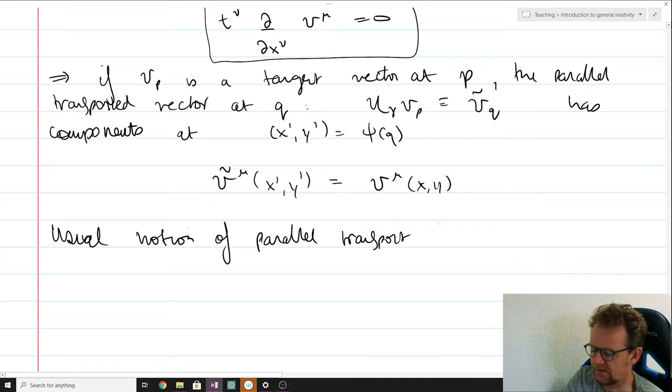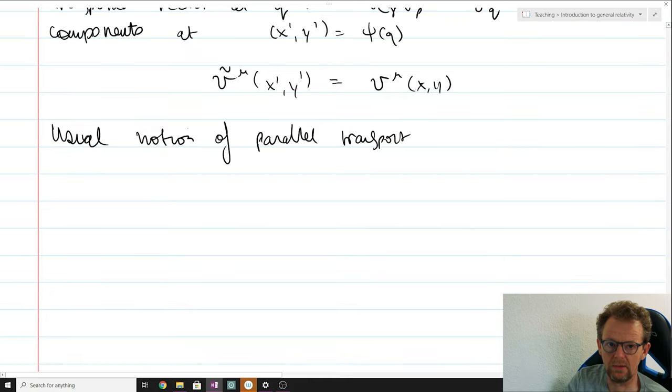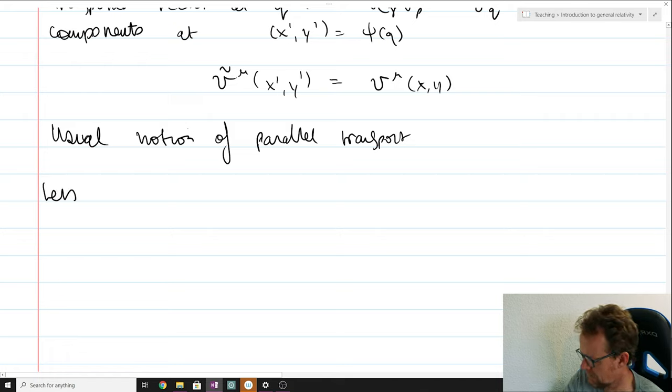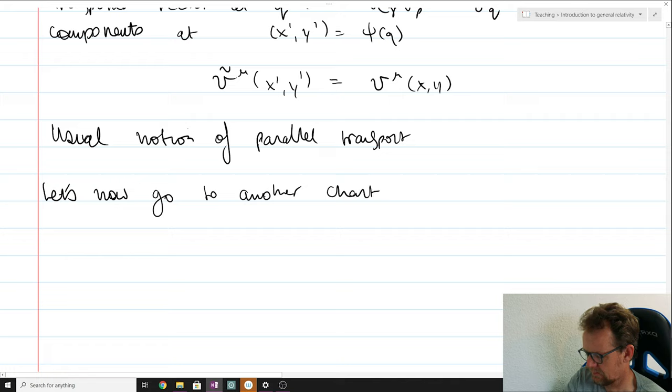Now, if we do all of this again in a different coordinate system, we see that we have no choice in the derivative operator. In any new coordinate system, the derivative operator is now completely determined. So let's now go to another chart. You've got an infinite number of coordinate charts in any manifold, but let's just choose one that you're probably very familiar with, and that is polar coordinates.